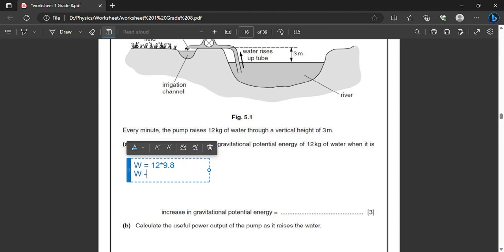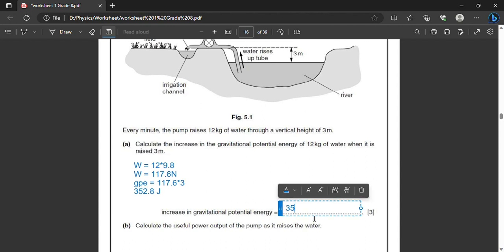So you get a weight value of 117.6 newtons. Now you write GPE. GPE is basically the weight times the change in height. So you can write 117.6 times 3, because they said 3 meters above. In the question it says like that. So the answer you get is 352.8 joules, because energy is written as joules. So the final answer over here will be 352.8 joules.